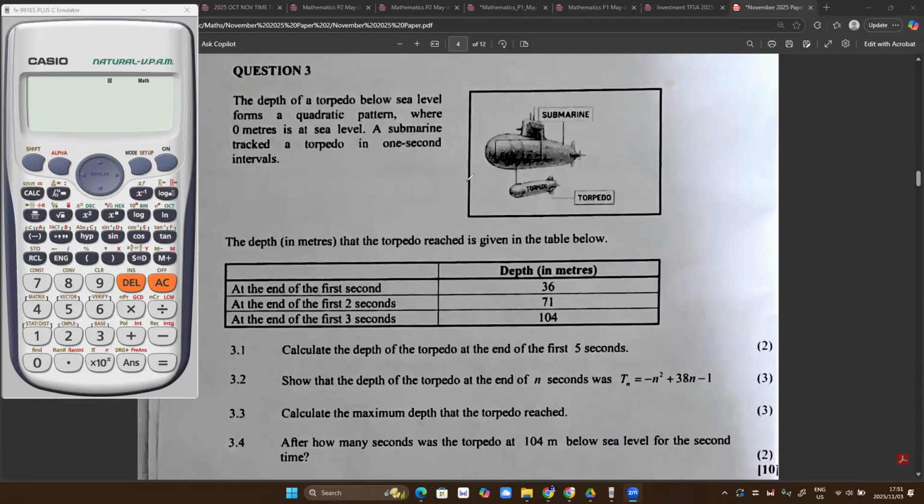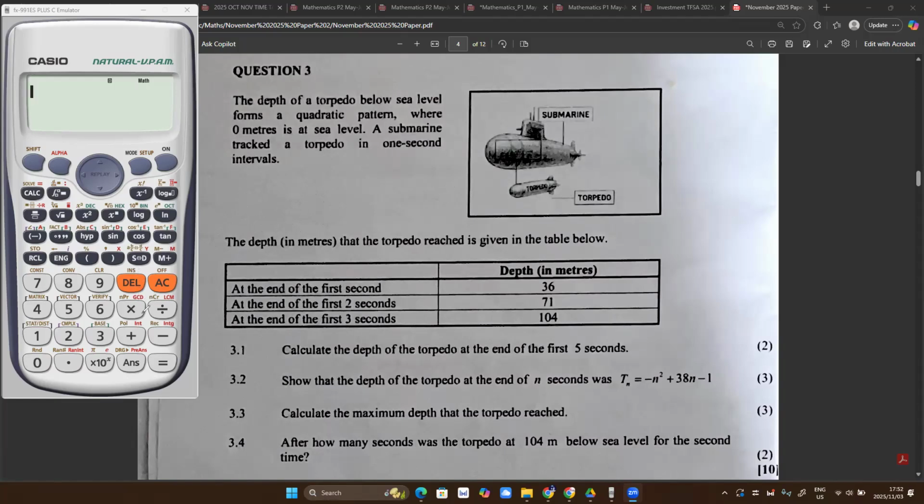Hi guys, today we are doing grade 12 maths paper 1 and we are looking at question 3 from the November 2025 paper. We are told the depth of a torpedo below sea level forms a quadratic pattern where 0 meters is at sea level. A submarine tracked a torpedo in 1 second intervals. The depth that the torpedo reached is given in the table below.